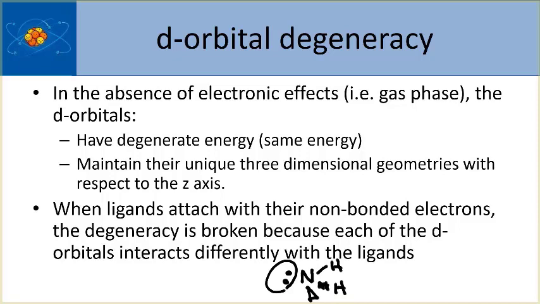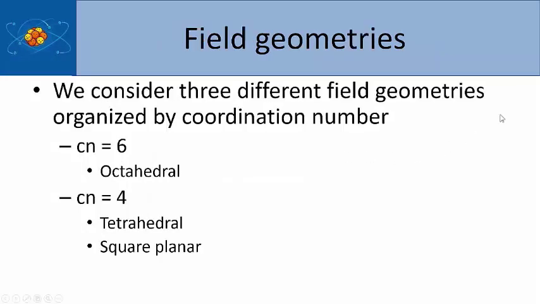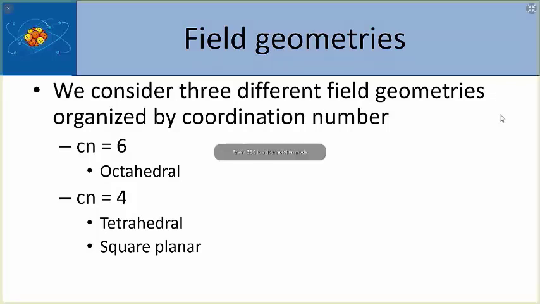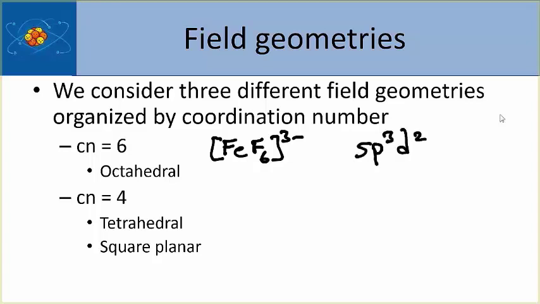Anyways, for expediency, we're just going to talk primarily about what happens with octahedral complexes. And then I'll show you what the tetrahedral and square planar ones look like. We boil this down to the idea that with a coordination number of six, so there are six ligands, a good example, and the one I use in these slides because it's the simplest, is FeF6 3-. You have six ligands, so it has to be octahedral. It's sp3d2 hybridization, and the ligands approach along the axes of an octahedron.